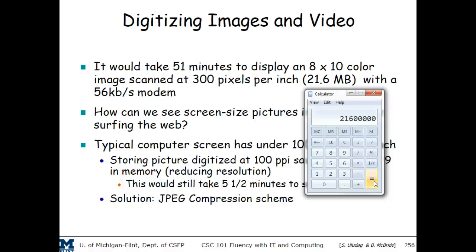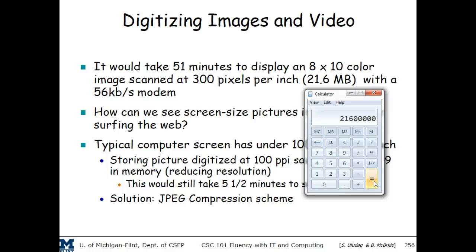And that's quite a bit of memory, but it's really a problem when you talk about transmitting this image over the internet. Now, a 56 kilobits per second modem is an old technology, but I want to use it because it really gets the point across of why compression is so important. So, if we had a 56 kilobits per second modem to download this image that's 21.6 megabytes, how long is that going to take us?